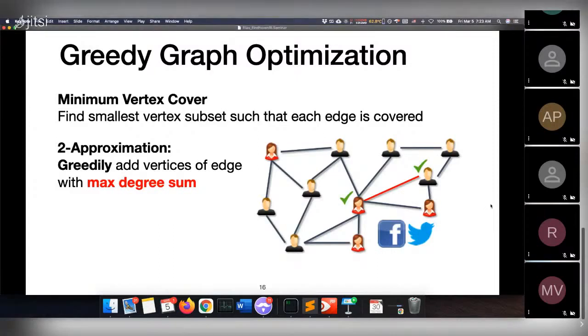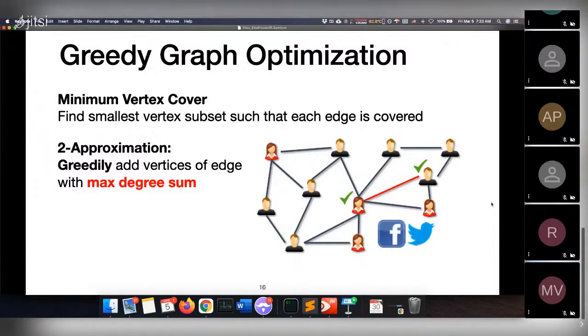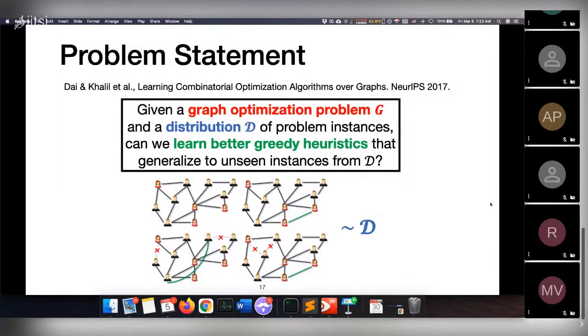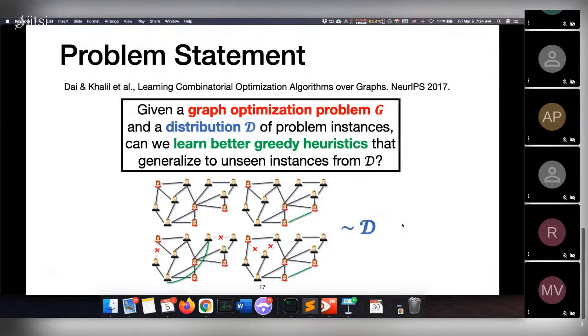However, in practice, you may not be satisfied with a 2 approximation. This is where learning starts to come in. And so the setting that we pose is the following. We're given some graph optimization problem G, a distribution D over problem instances, and we would like to learn better greedy heuristics that, once trained on the training set, will generalize to unseen instances coming from the same distribution.